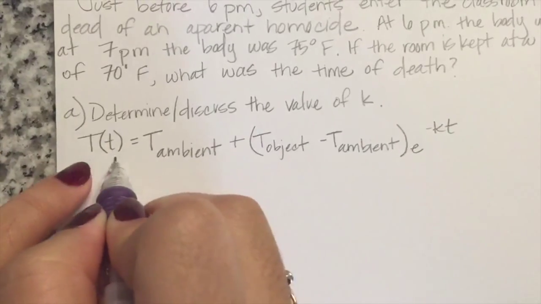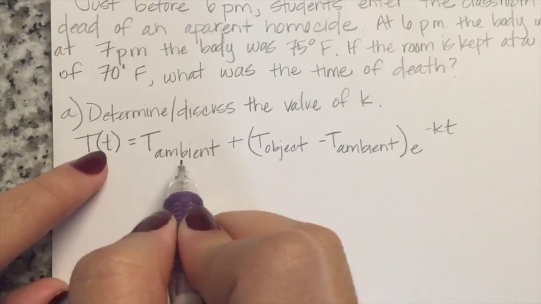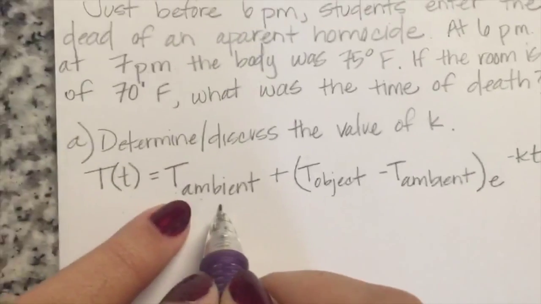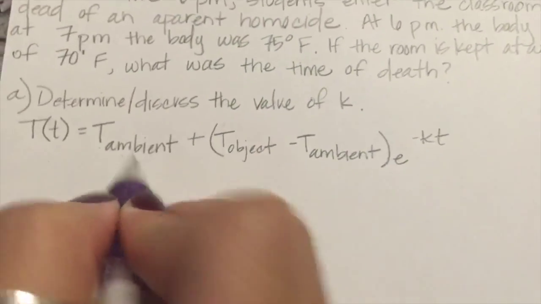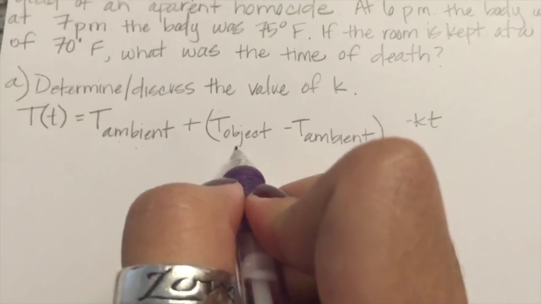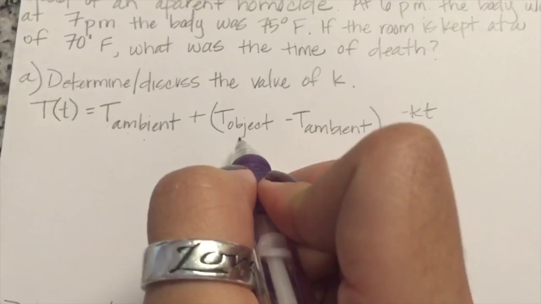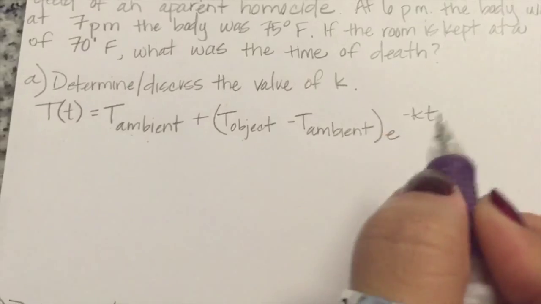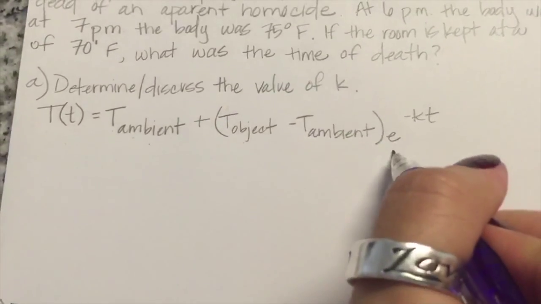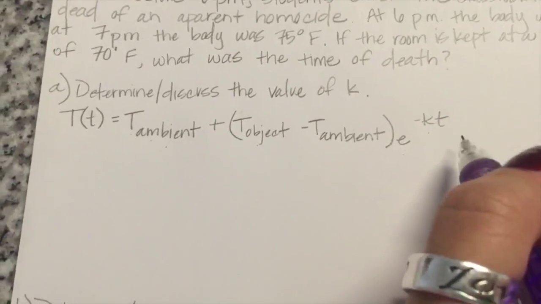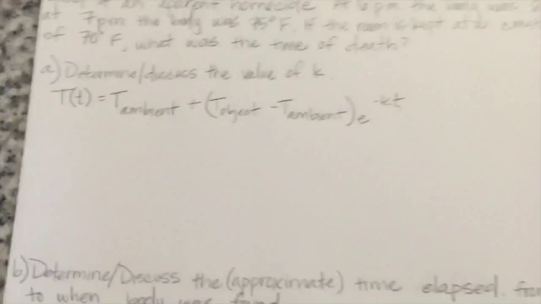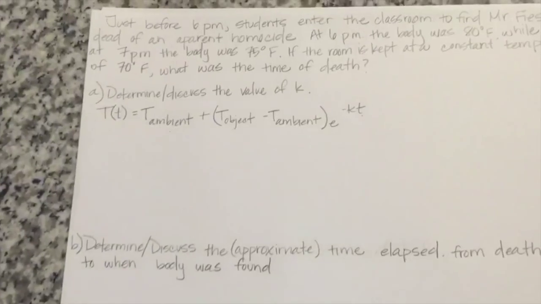This is the temperature at the time. T ambient is the temperature of the room. T object is the temperature of the body at a certain given time. Then we'll use E, and K is our decay coefficient, and T is time once again. So we're gonna plug in the values we already know.